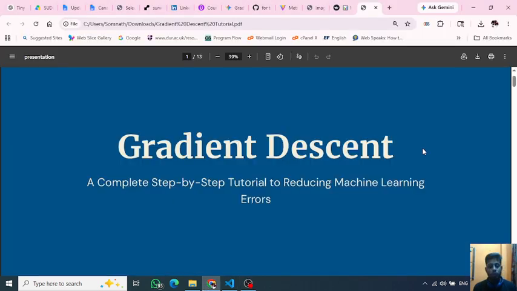Hello everyone. Today I am going to discuss gradient descent. Before starting with gradient descent, machine learning is kind of like magic, right? Because you just input the data to the computer, and it learns it and predicts new values, right?